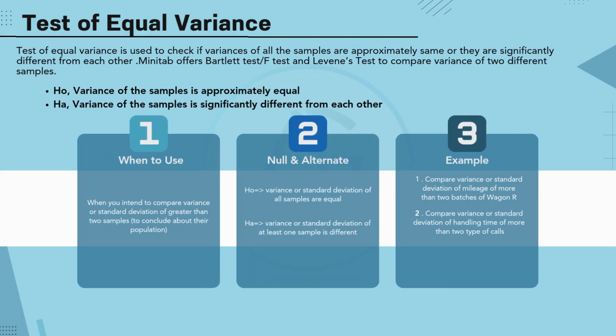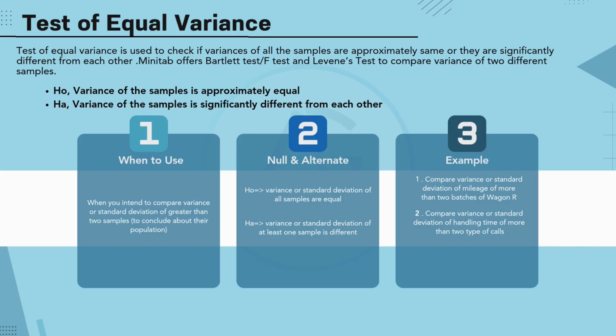Today, we're going to discuss the test of equal variance, a crucial statistical method used when we want to determine if the variances, or standard deviations, of two or more samples are approximately the same. This test helps us understand whether differences we see in data spread are significant or just due to random variation.